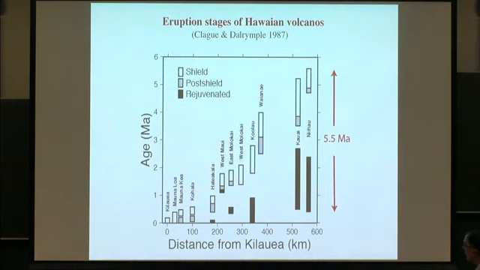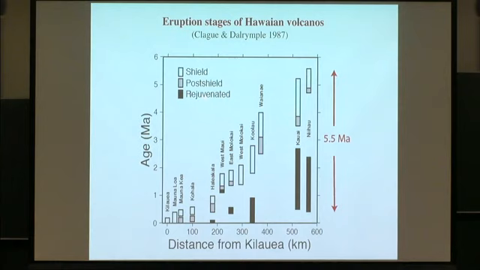One thing we have to explain now, using a model like this, are the eruption stages of Hawaiian volcanoes. This is a compilation from Clague and Dalrymple a long time ago. And what I want to point out to you primarily are these two islands, Kauai and Niihau.